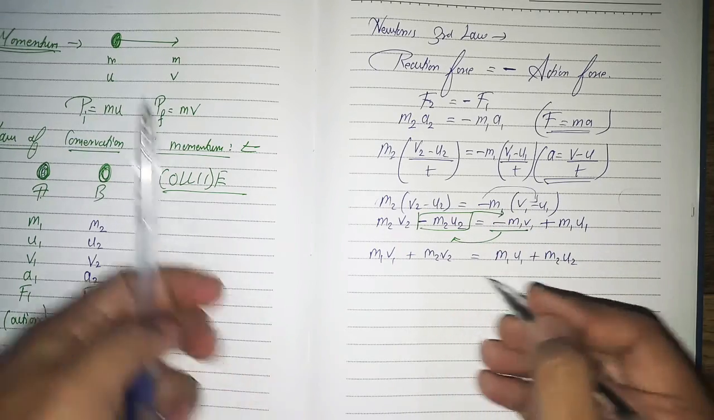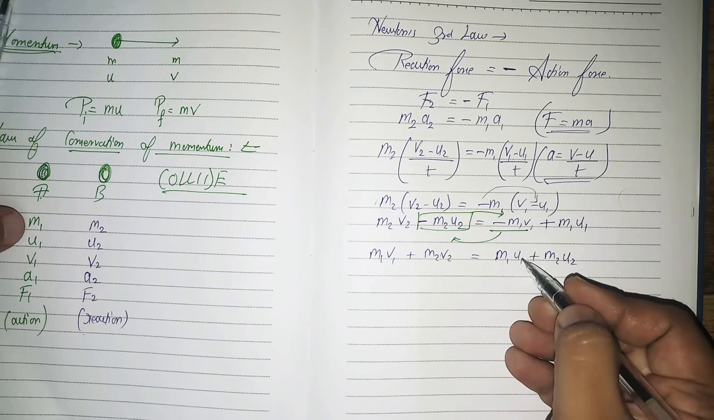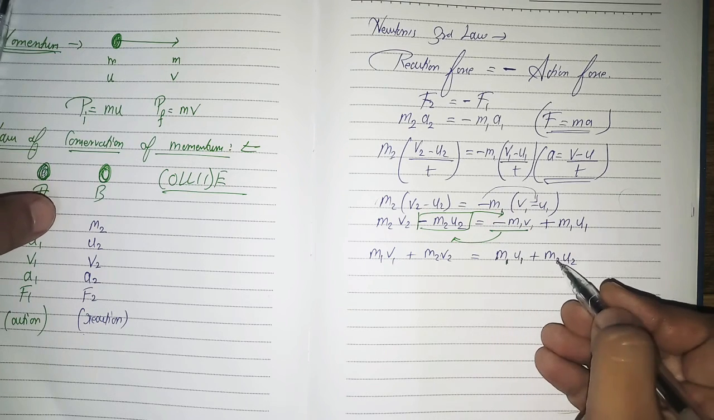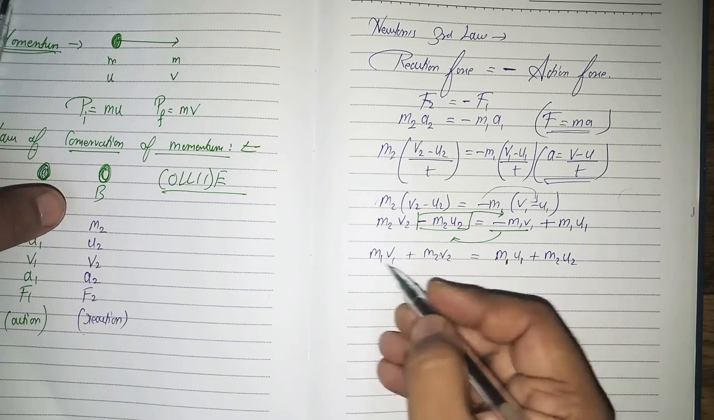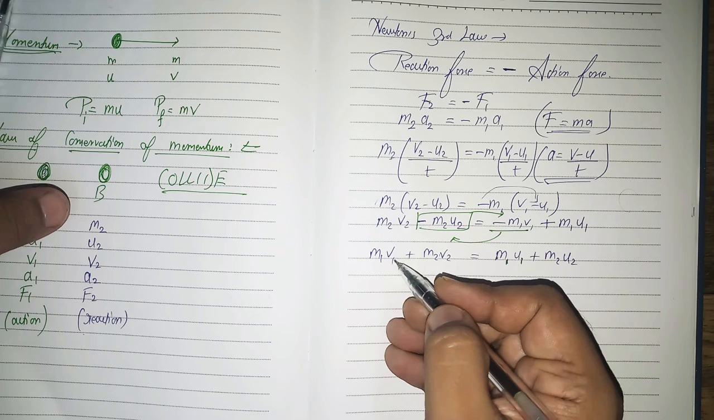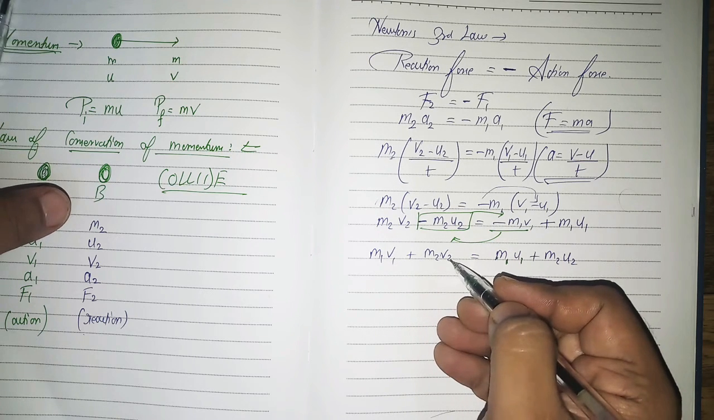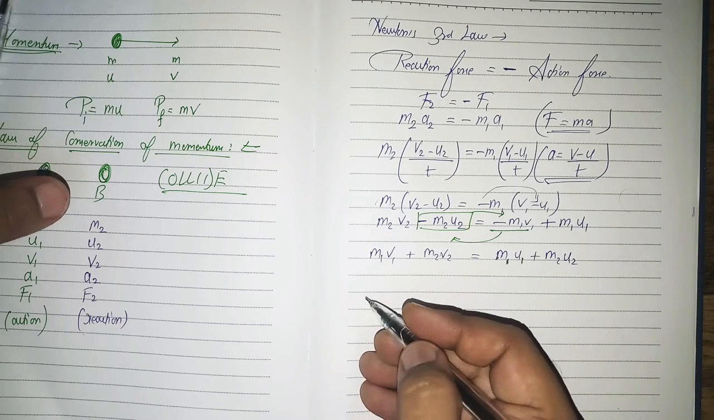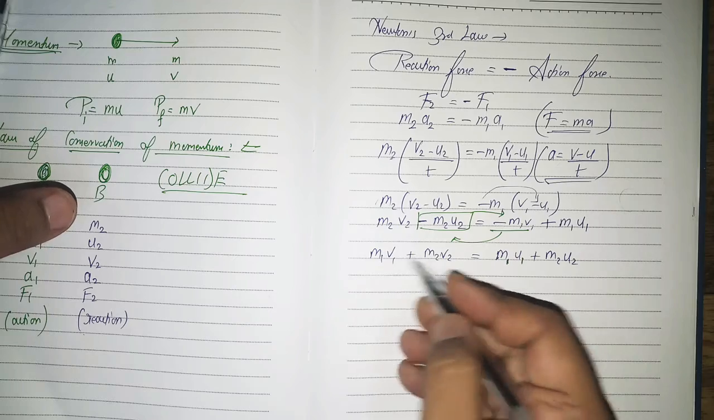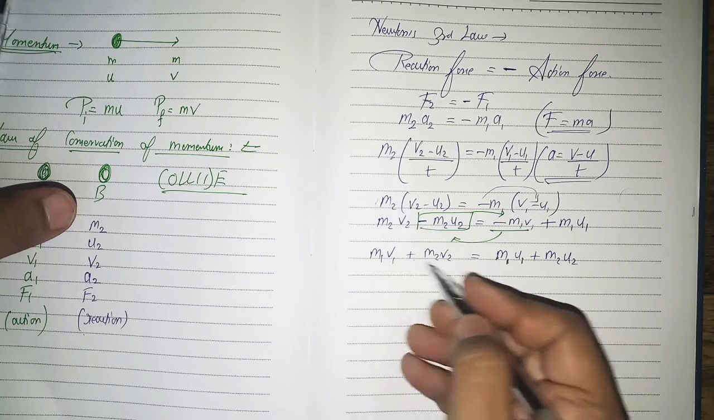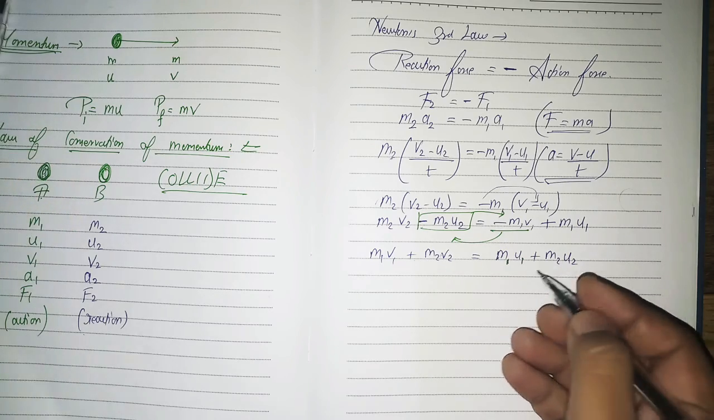So this happens. What is m1 u1? Mass into initial velocity of the first object. What is m2 u2? Mass into initial velocity of second object. m1 v1, mass into final velocity of first object, and m2 v2, mass into final velocity of second object. It means that the sum of final momentum of both the objects is equal to sum of initial momentum of both the objects, right?